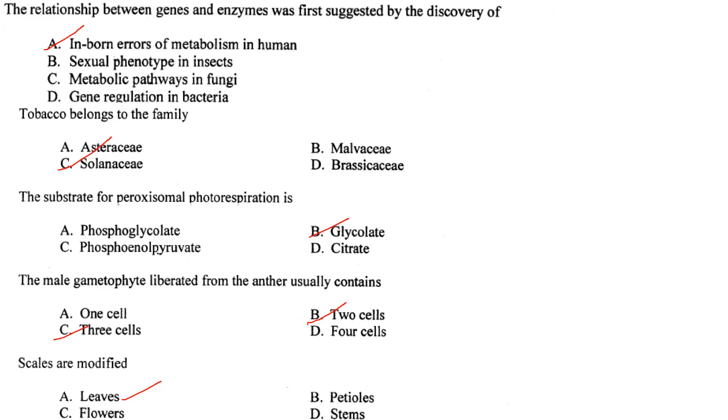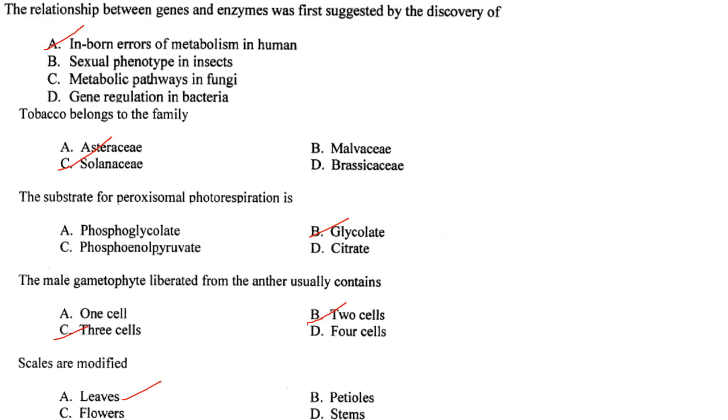So coming to the next question. The relationship between gene and enzyme was first suggested by the discovery of inborn error of metabolism in human. Answer is option A. Tobacco belongs to the family Solanaceae. Answer is option C. The substrate for peroxisomal photorespiration is glycolate. Answer is option B.